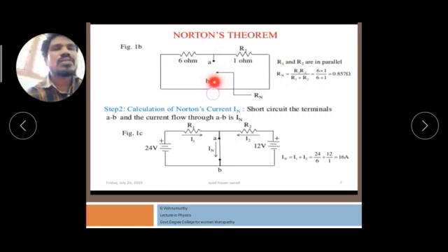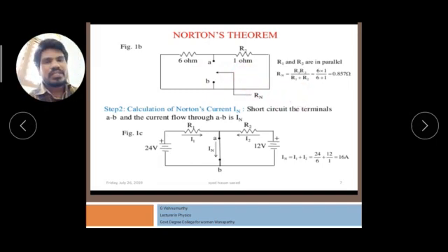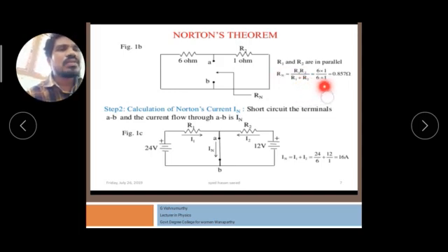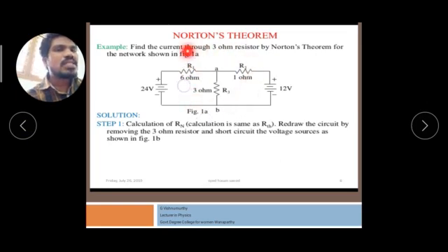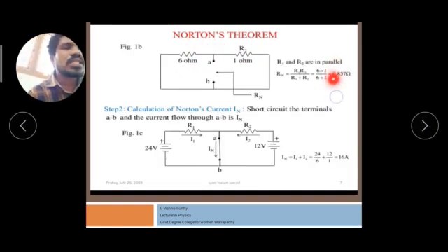So the 6 ohms is in parallel with the 1 ohm. Therefore RN is equal to R1 R2 by R1 plus R2, which is 6 into 1 by 6 plus 1, equal to 6 by 7, which is 0.857 ohms. So these three resistances are replaced with a single resistance, called the Thevenin resistance or Norton resistance, equal to 0.857 ohms.